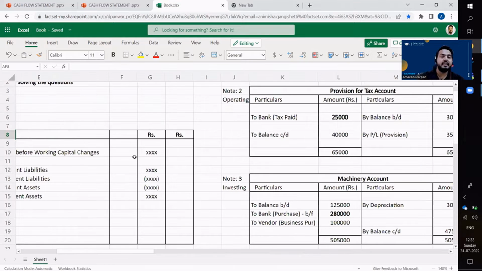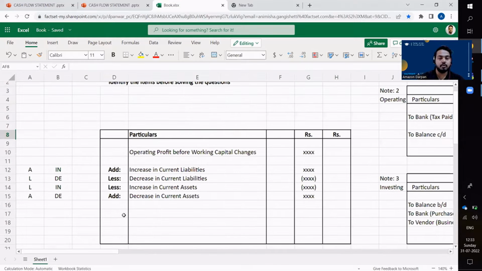I'm scrolling it here. I hope the screen is visible to all of you. Okay, so remember this code word: A L L A, increase, decrease, increase, decrease. Whenever you're starting the question, you can write this in your notes. So in the same format, we have to write here add, less, less, add, and increase, decrease.